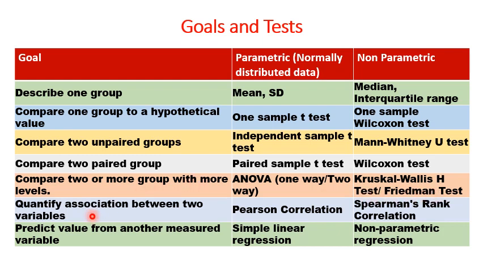Then if you want to quantify association between two variables, you can use Pearson correlation. The non-parametric alternative is Spearman's rank correlation. If you want to predict the value from another measured variable, then you can use simple linear regression. The non-parametric alternative is non-parametric regression.